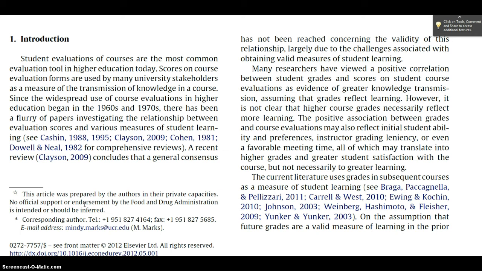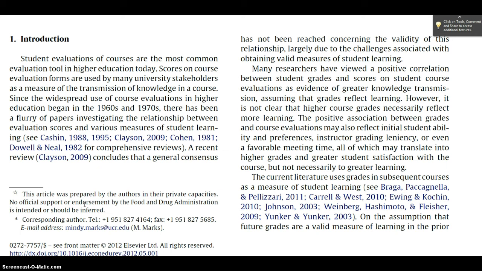You'll see then in the next sentence that we start to get to the suggestion of what the gap in the literature is. So what don't we know from the literature despite the fact that we have all of these already published studies? So the authors write, a recent review concludes that a general consensus has not been reached concerning the validity of this relationship, largely due to the challenges associated with obtaining valid measures of student learning. And this of course reflects the abstract.